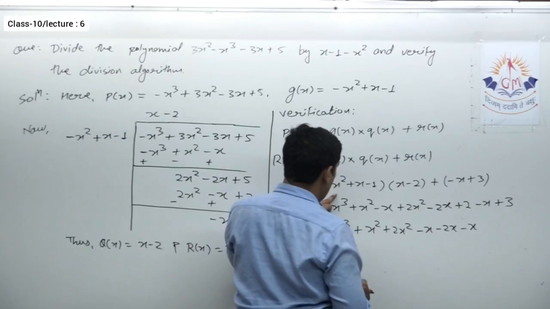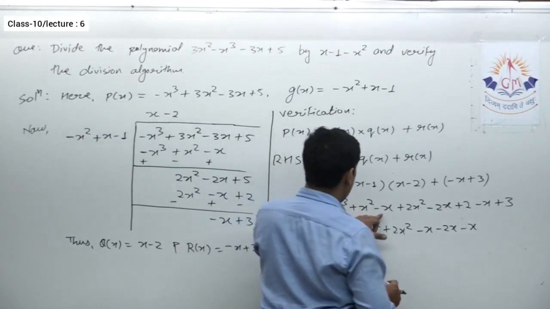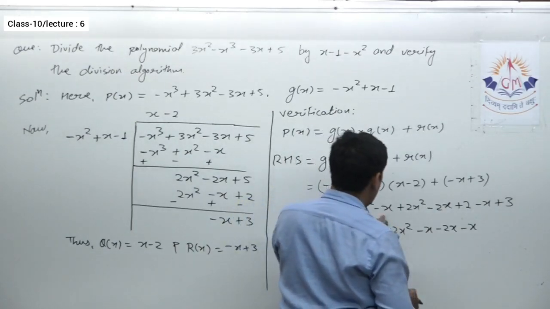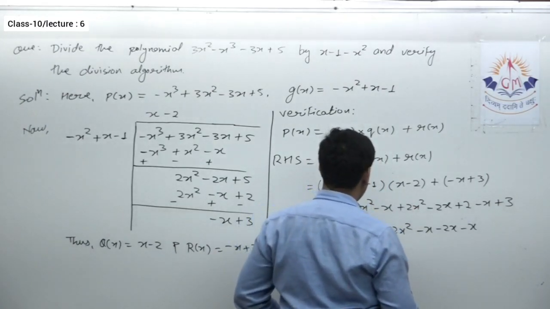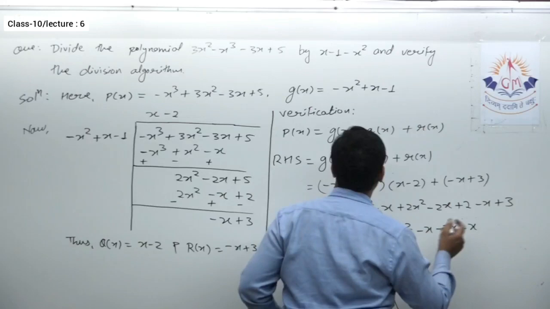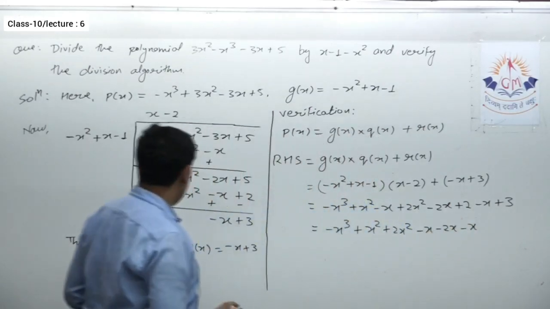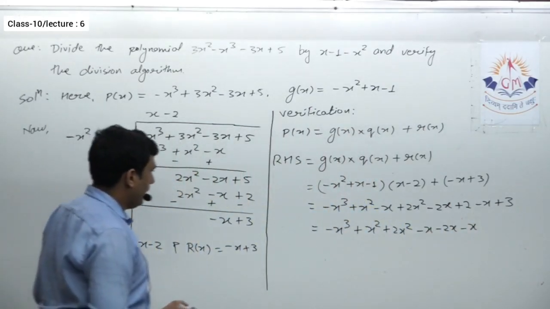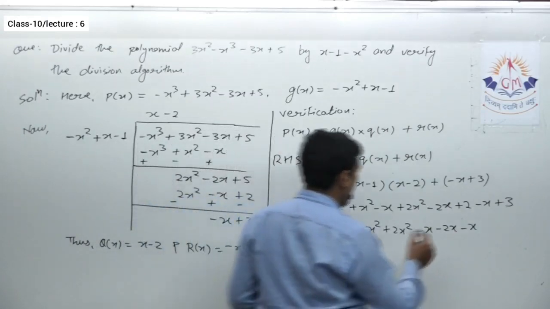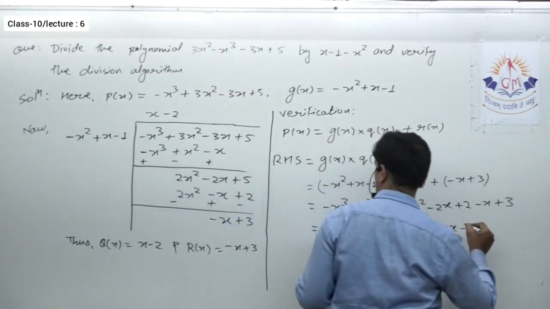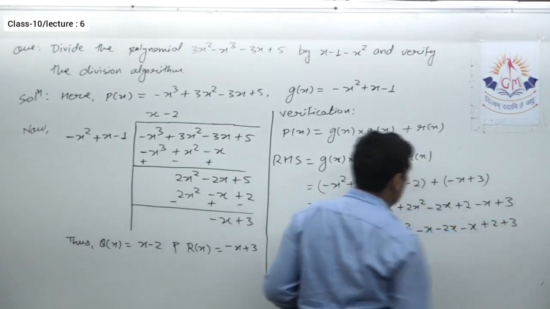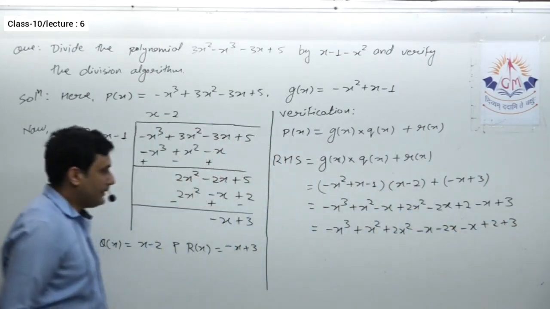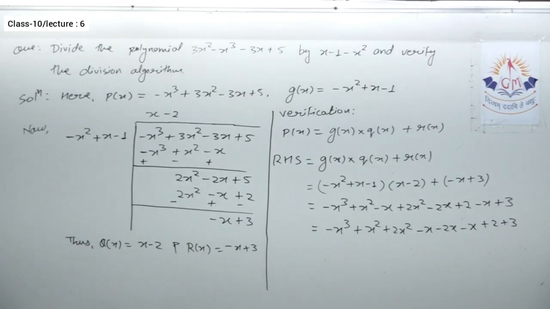Okay, here x cube plus x square minus x. Then plus 2x square minus 2x plus 2, and over here I have R(x) is equal to minus x plus 3. So plus 2 plus 3. Now these like terms and unlike terms you have to add to check whether it is equal to the left hand side or not.